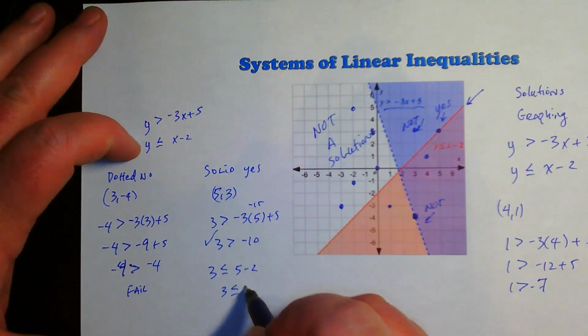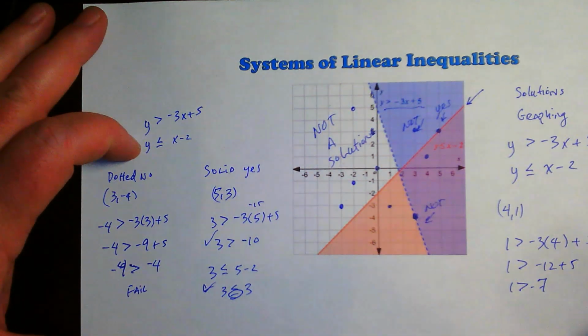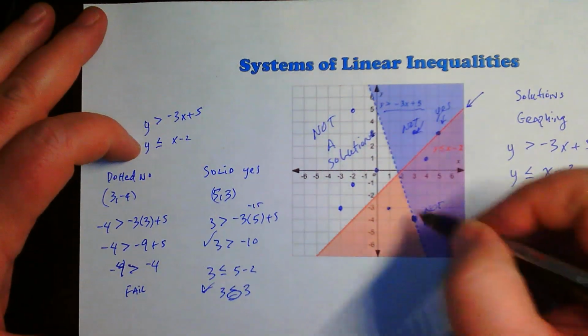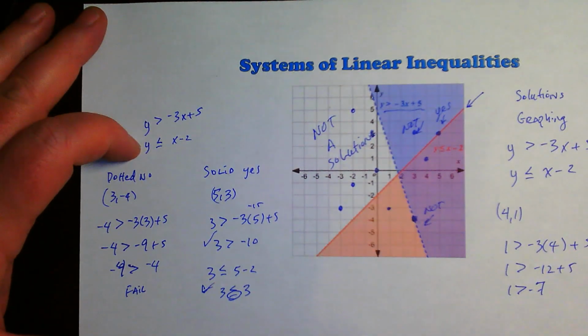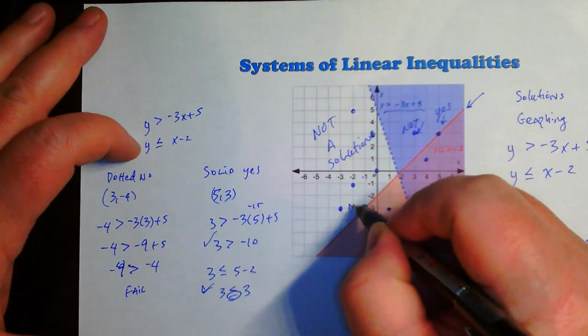And then let's try this one right here. 3 is greater than or equal to 3, because it's equal to 3. So see, it works. If it's on the solid line and in the shaded area, it works. If it's on the dotted line in the shaded area, it doesn't work.